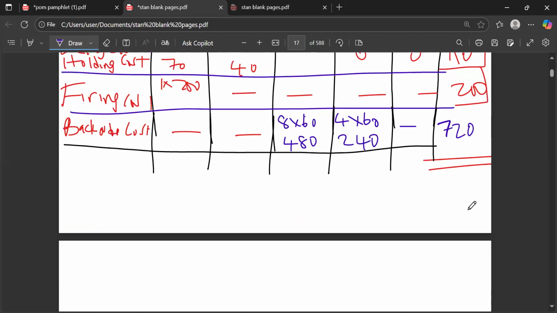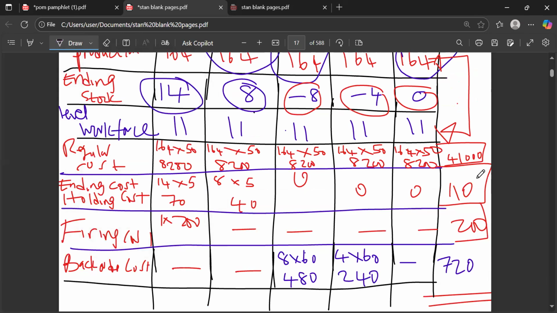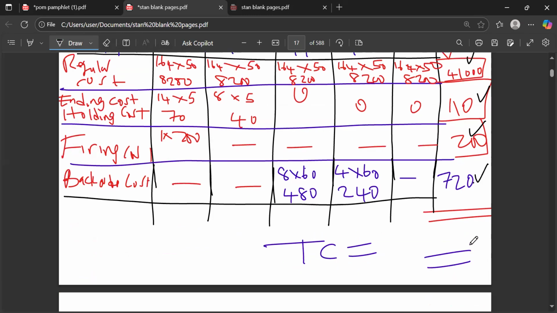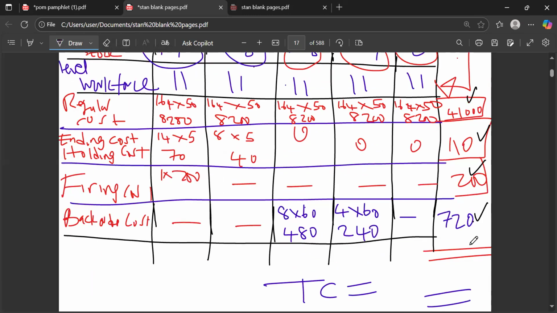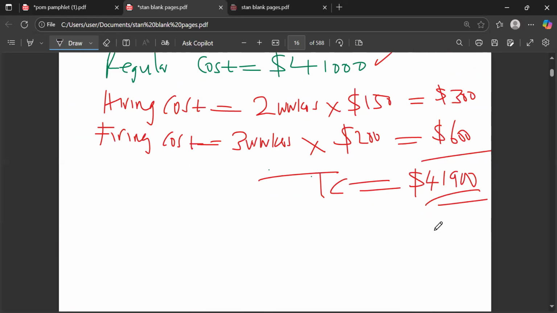So the total cost will give us how much? We start now aggregating. This one, this one, this one, and that one. What answer are we getting? You have a calculator with you? Plus 200. The total is 42,030. So meaning which one is cheaper between this and the 41,900?